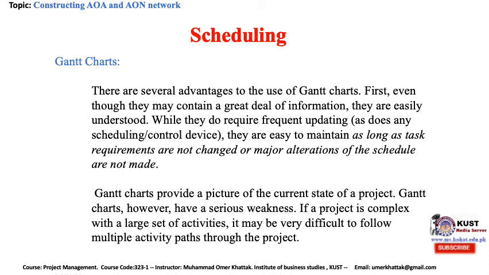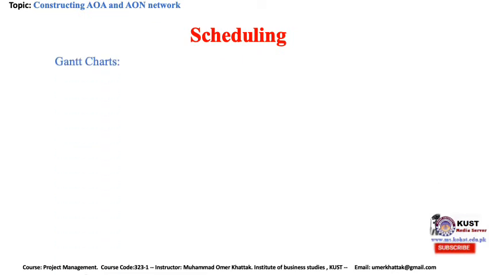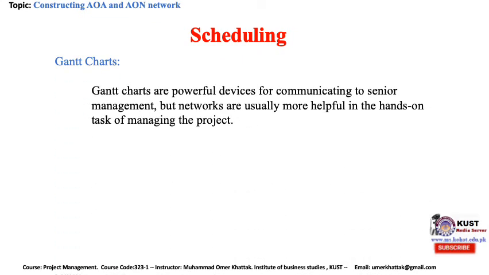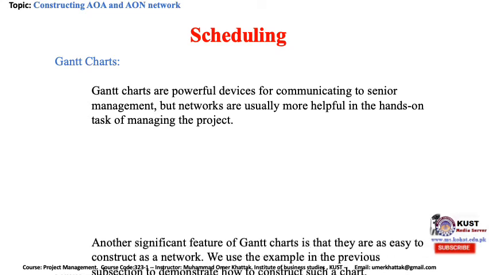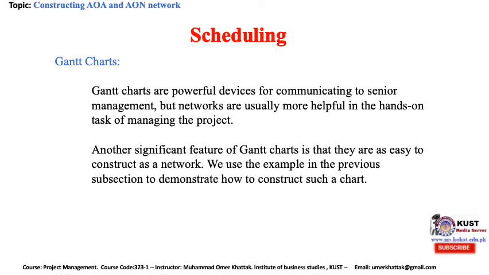Gantt charts, however, have a serious weakness. If a project is complex with a large set of activities, it may be very difficult to follow multiple activity paths through the project. Gantt charts are powerful devices for communicating to senior management, but networks are usually more helpful in the hands-on task of managing the project. Another significant feature of Gantt charts is that they are as easy to construct as a network. We used the example in the previous subsection to demonstrate how to construct such a chart.